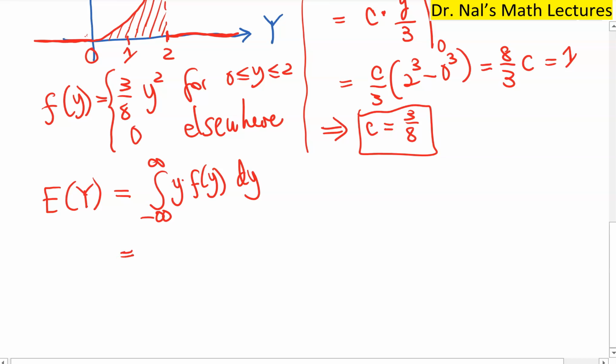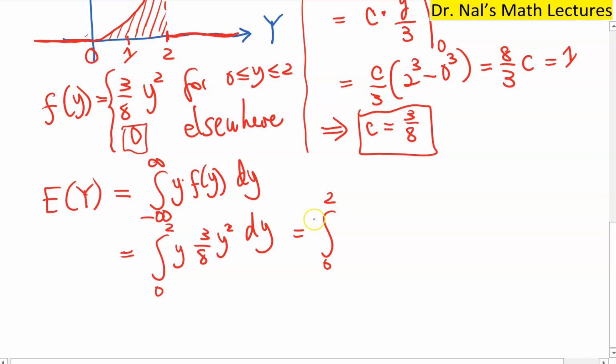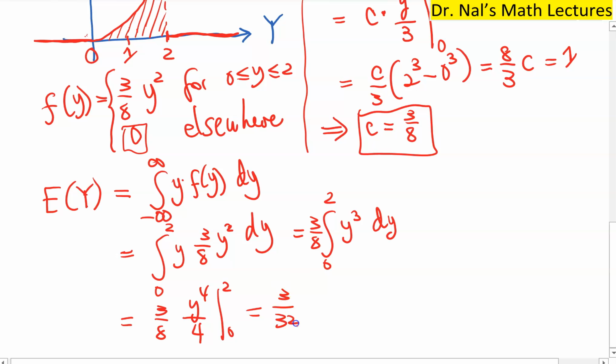But the first and the third part are 0 because that's the way the probability density function is defined. So the interval of interest is between 0 and 2. Y times f of y itself, we just figured it's 3 over 8 y squared dy. Let's do it one more step here. We can factor out the 3 over 8. So we just have y cubed dy, and now 3 over 8. The integral of y cubed is just y to the 4 all divided by 4 between 0 and 2. So that is just 3 over 32.